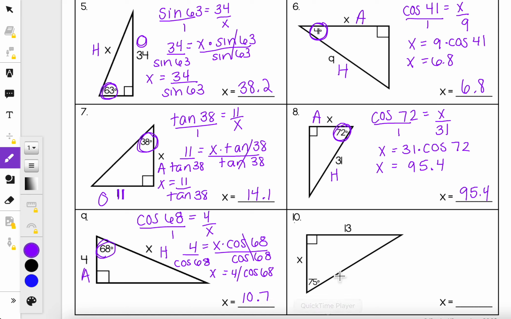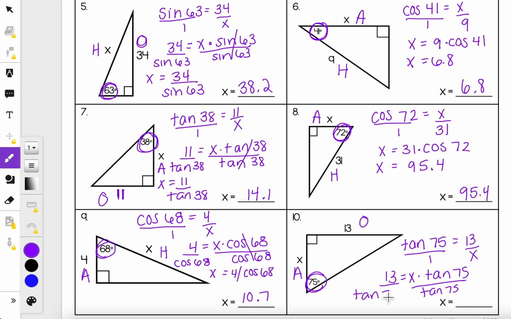Okay. For the last problem, our reference angle is 75 degrees. We're given our opposite and adjacent. So I'm going to use tangent here. So the tangent of 75 degrees equals my opposite over adjacent, or 13 over x. Set this up as a proportion. Cross multiply. And then we're going to divide both sides by the tangent of 75. So x equals 13 divided by the tangent of 75, which equals 3.5.